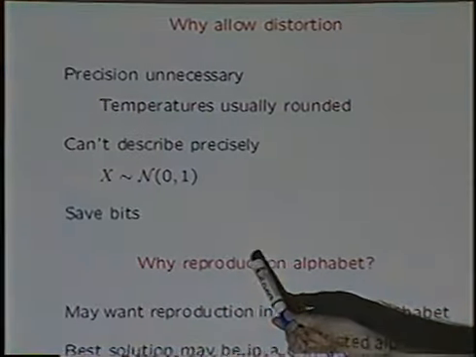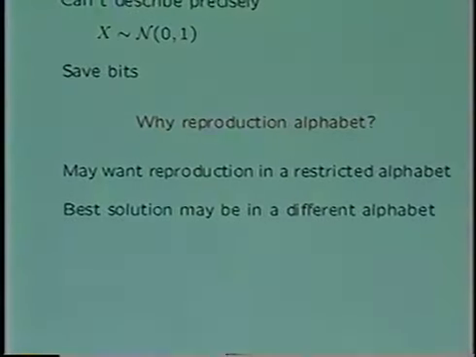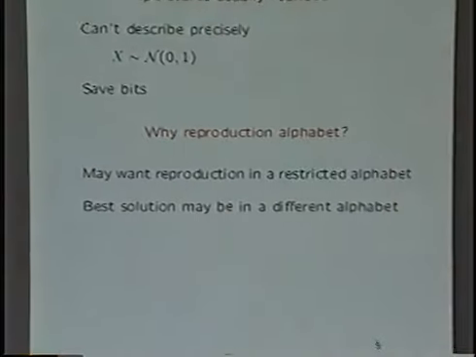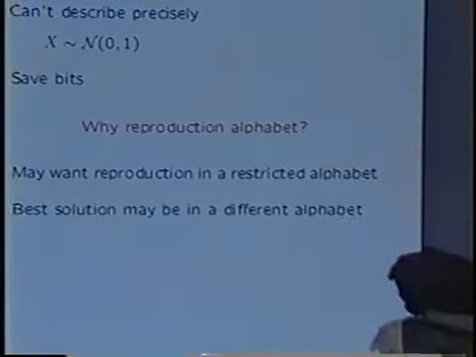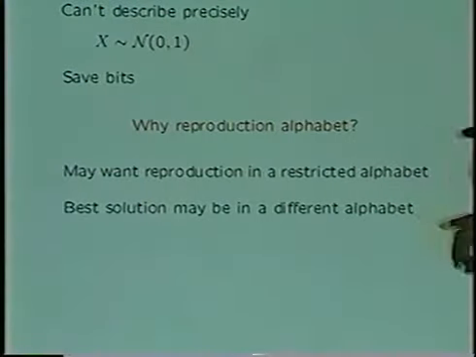And why do we have a reproduction alphabet which is different from the original alphabet? Because sometimes you want to reproduce the input in some smaller alphabet, like reproduce temperatures as integers, so x hat is going to be the set of integers. And sometimes you can get better solutions in an alphabet which is different from the original alphabet.